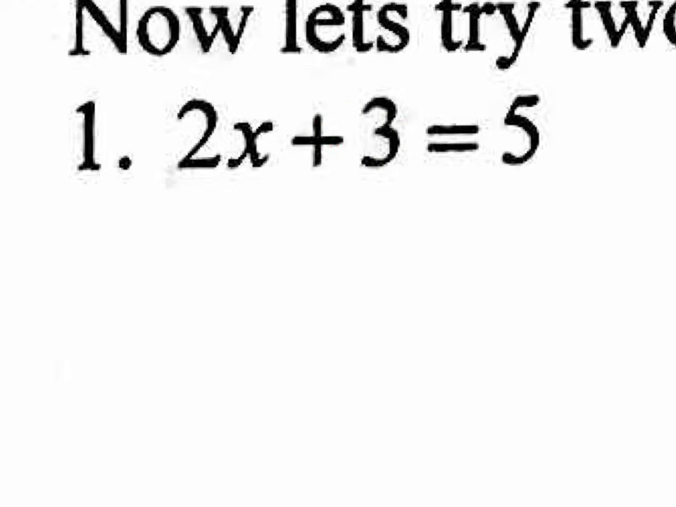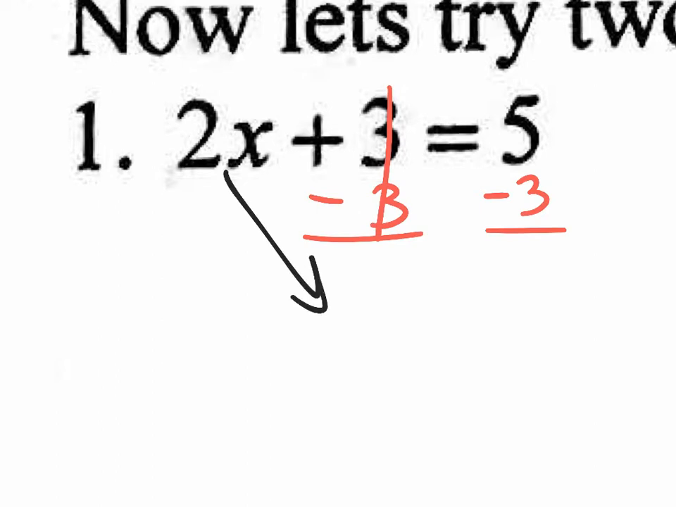So when it comes to who do you want to get rid of first, you're going to get rid of this guy first. So how do you get rid of a plus 3? By doing the opposite, which is minus 3. Of course, to maintain the balance, what you do to one side, you do to the other side. You will end up with this 2x left over.